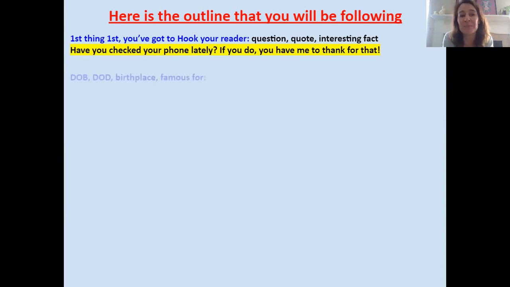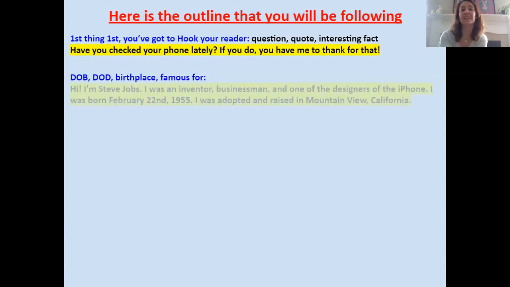I've got my hook. The next thing that we were trying to do with our biographies was to introduce our famous person a little bit, their name, their date of birth, where they were born, their birthplace, and maybe a little bit of what they were famous for. I'm choosing not to put the date of death right at the beginning of my speech. I'm going to put it at the end of my speech, but your speech may be a little different than mine, and that is okay. So let's take a look.